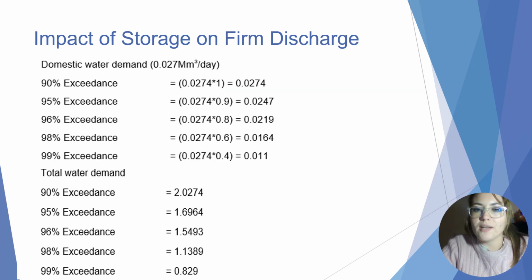To determine the impact the storage has on the firm discharge, I first converted the given demand from million cubic meters per year to the million cubic meters per day. I used the given water demand strategy table to calculate the demand at each exceedance. Once I've done this for domestic water demand, irrigation, hydropower, and ecology, I added them all together to get the total exceedance and compare this with the existing storage capacity calculated.